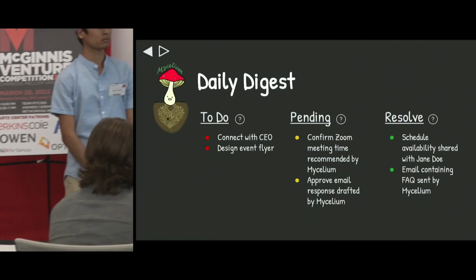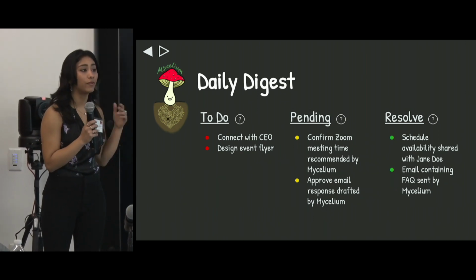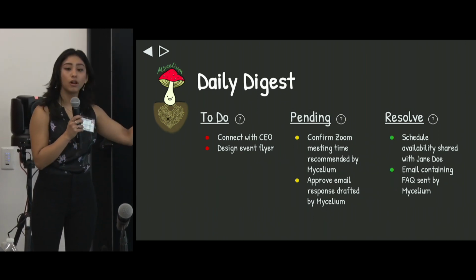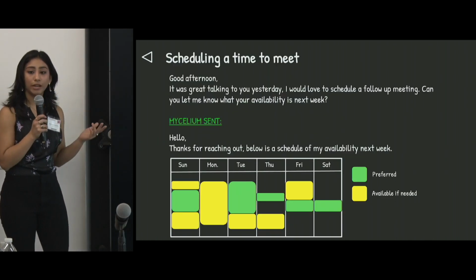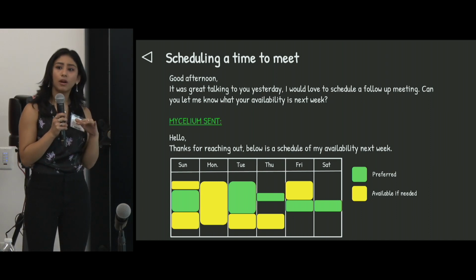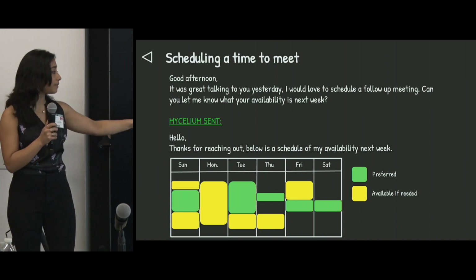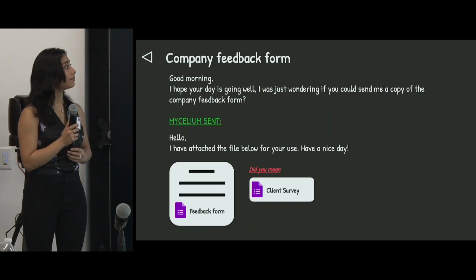Mycelium presents a daily digest of what users need to do manually, a pending section for tasks which involve sensitive information, and resolved for tasks already done by Mycelium. In this email chain, Mycelium resolves a request for the user's schedule. Mycelium not only provides generally available times, but also identifies the user's preferred times.